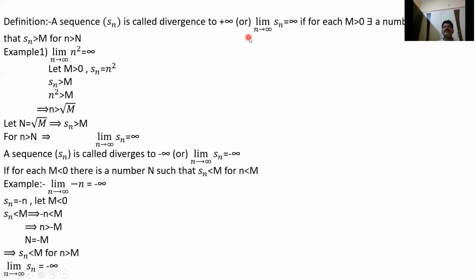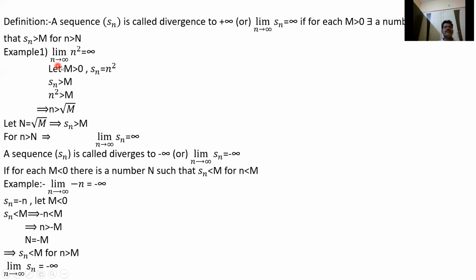So here it diverges to infinity, because infinity is not a real number. That's why a sequence Sn is said to diverge to infinity, or the limit of Sn equals infinity, if for each M greater than 0, however big, there exists a number N such that Sn is greater than M for n greater than N.